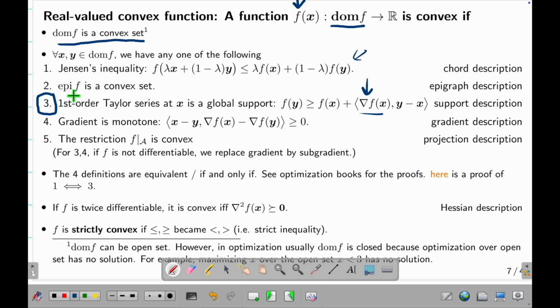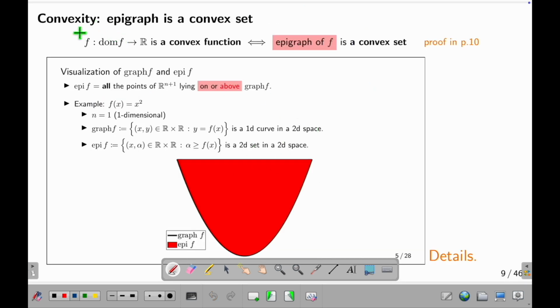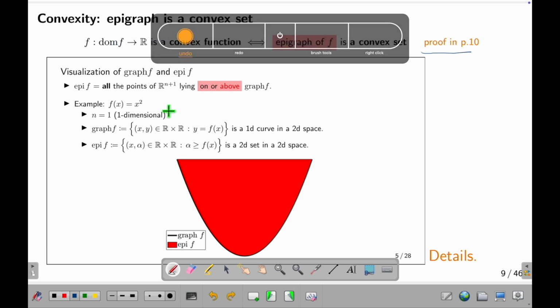Now we have 2. The epigraph is a convex set. A function is convex if the epigraph of f is a convex set. So what is an epigraph? So I have an f. Let's say f is just x squared. This is what? This is R to R, or R1 to R. So n is 1, because we can have Rn, okay? What is a graph?